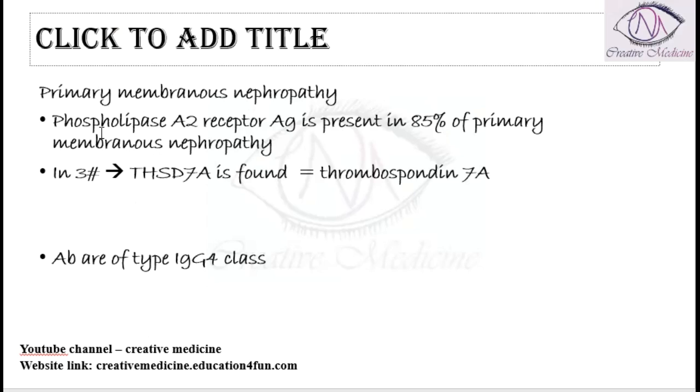In primary membranous glomerulonephritis, a phospholipase A2 receptor gene is present. Phospholipase A2 receptor antigen is present in 85% of cases of primary membranous glomerulonephropathy. So, in primary membranous glomerulonephropathy, THSD7A, that is thrombospondin 7A, is also found. Because of this defect, primary membranous glomerulonephropathy will develop. Here, antibodies of type IgG4 are developed.